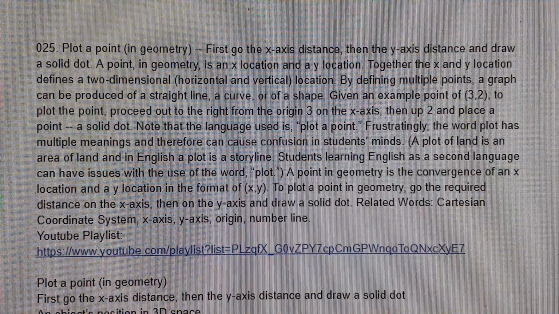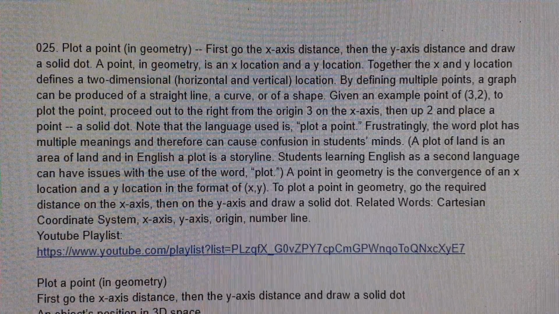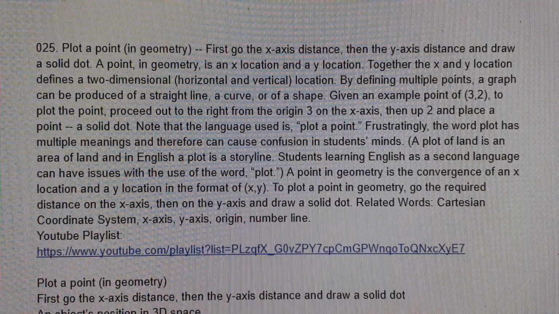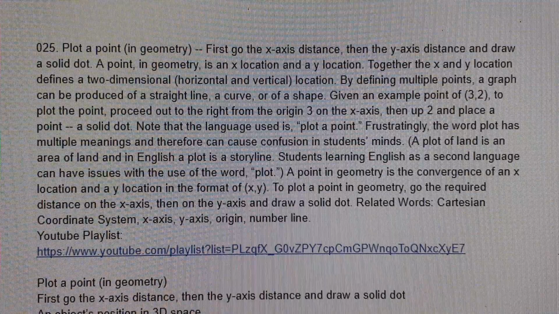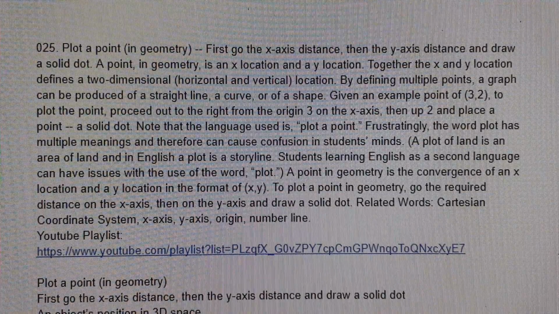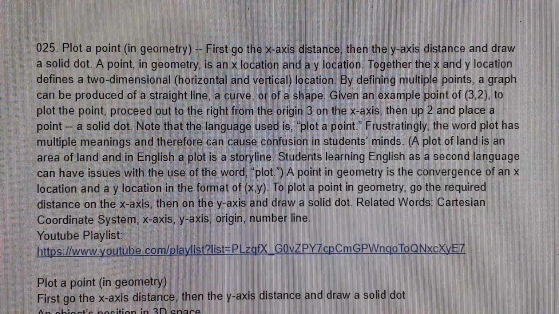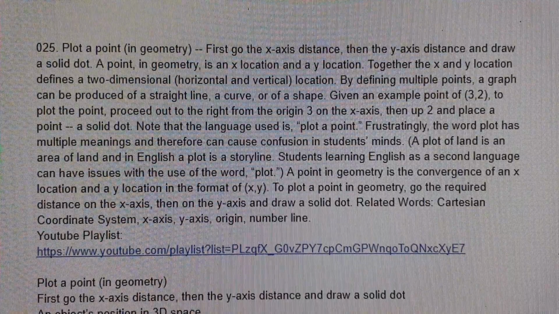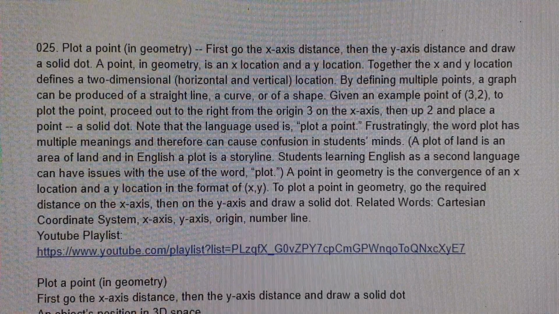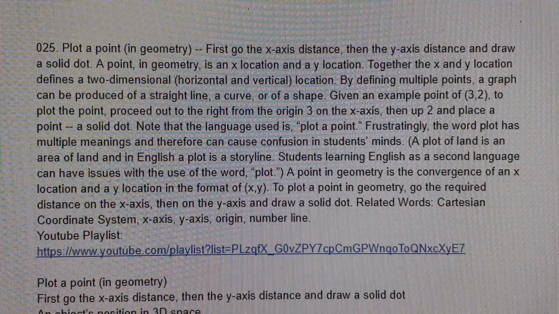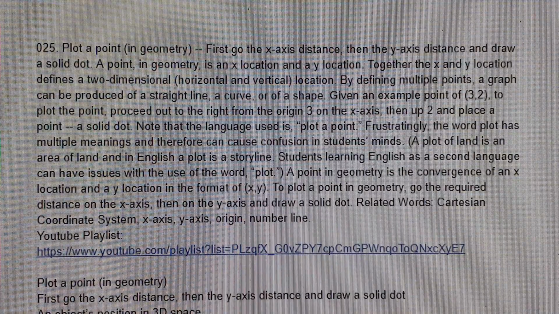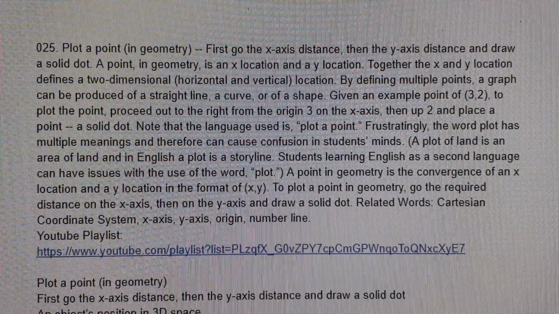Plot a point (in geometry). First go the x-axis distance, then the y-axis distance, and draw a solid dot. A point in geometry is an x location and a y location. Together the x and y location defines a two-dimensional (horizontal and vertical) location.